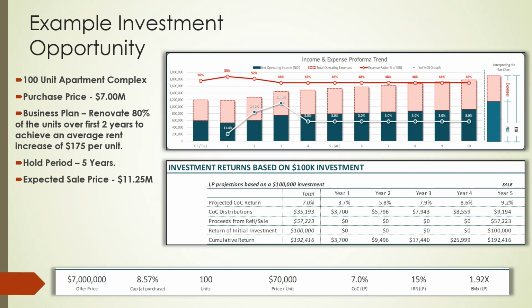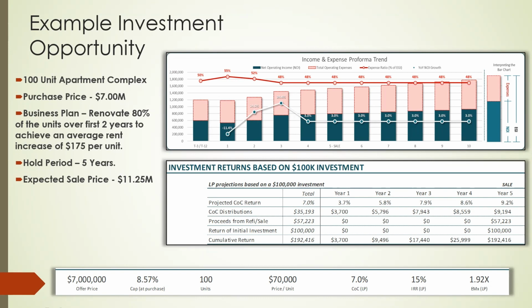Overall, the business plan on this one is to hold for 5 years, and then have an expected sale price of, quite an increase there, $11.25 million. Again, remembering that these assets are valued based off of that NOI. So by coming in, putting in the effort and the money to renovate those units and increase those rents, we're able to really force that appreciation and gain that value and get to that $11.25 million sale price.